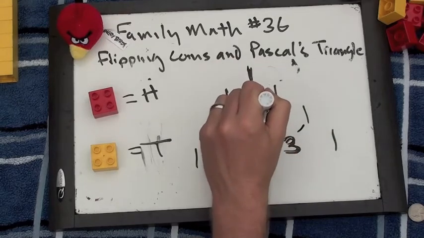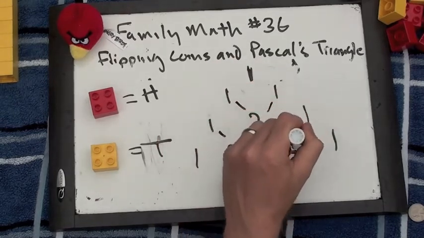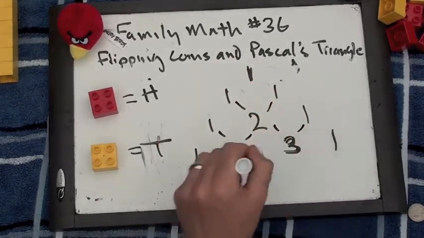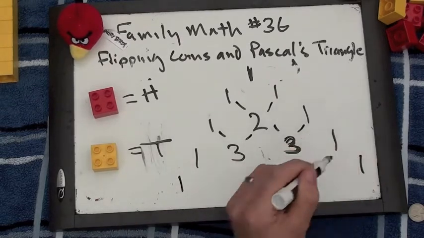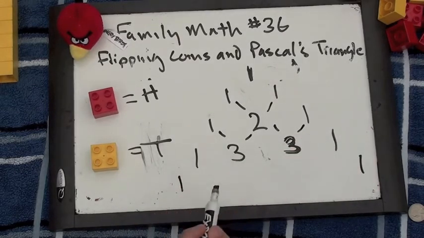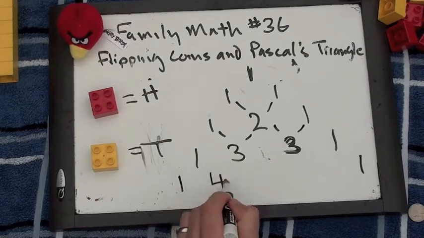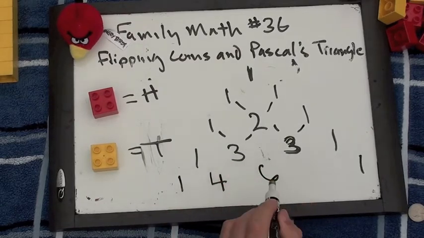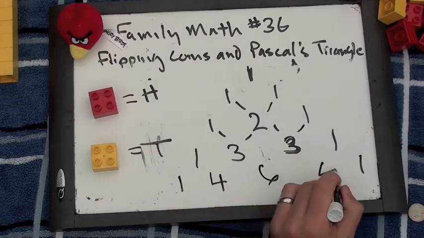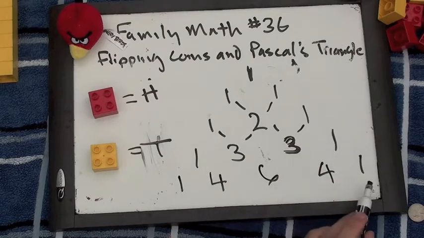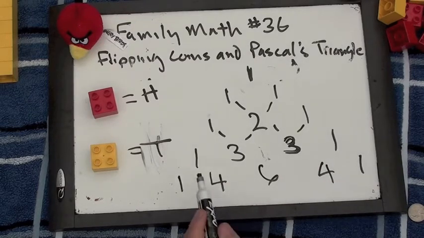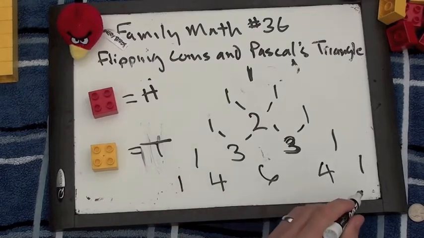Okay, so 1 plus 1 is 2, 1 plus 2 is 3, 2 plus 1 is 3, and to get the next row down, you start with a 1 on each side, and then you just add the numbers. 1 plus 3 is 4, 3 plus 3 is 6, 3 plus 1 is 4. And by the way, you can keep doing this forever. The 5th row would be 1, 5, 10, 10, 5, 1.